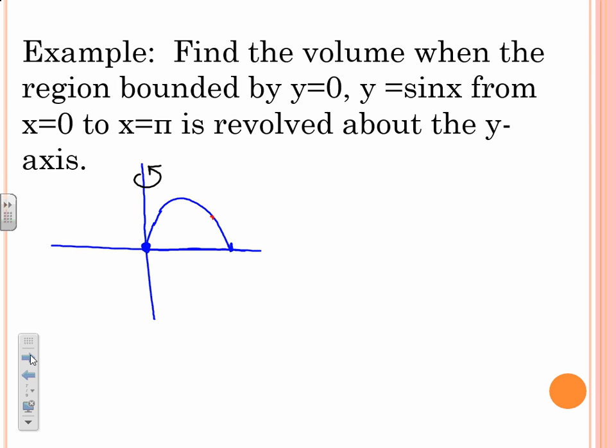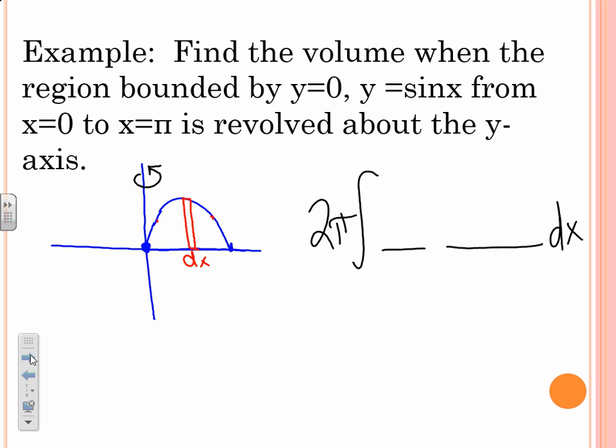All right? So what we have to do is use parallel rectangles to our y-axis that have thickness dx. Everyone stare at that rectangle and imagine it rotating around, creating a shell, a cylindrical shell. Okay? So since this is the shell method, we have 2 pi times radius times height times thickness.